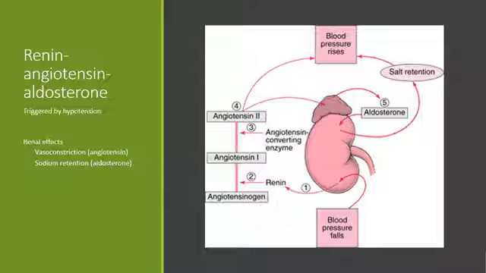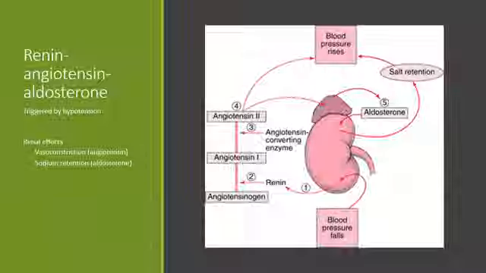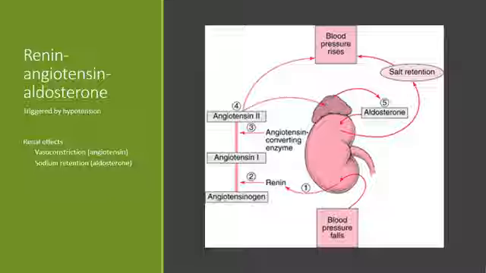And essentially what that causes is a release of renin. And the renin is released, and that triggers the conversion of angiotensinogen into angiotensin 1. Angiotensin 1 is then further converted into an active form, angiotensin 2, and that conversion is done by angiotensin converting enzyme, which is where your ACE inhibitors have an effect.